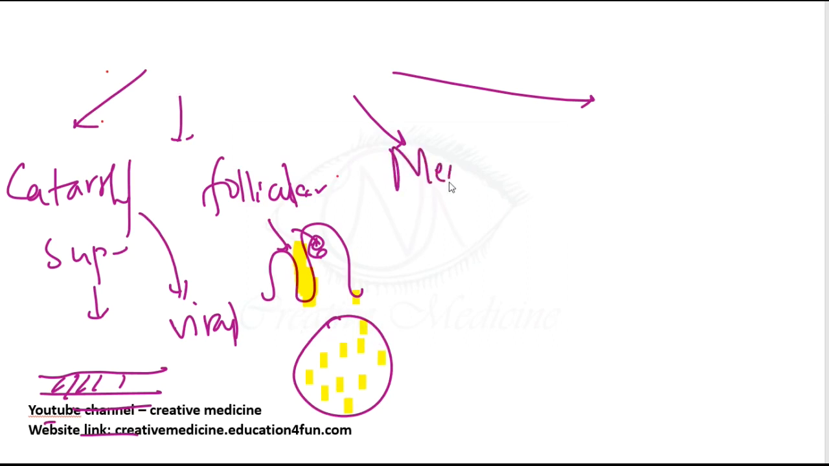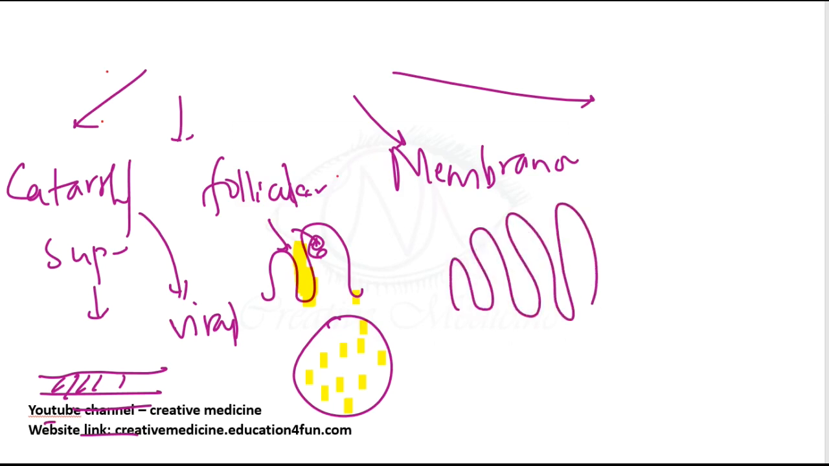Then we have membranous tonsillitis. In membranous tonsillitis, all the crypts are filled with pus. The pus or exudation which is coming out from the crypts will now form a membrane, and this is called acute membranous tonsillitis.